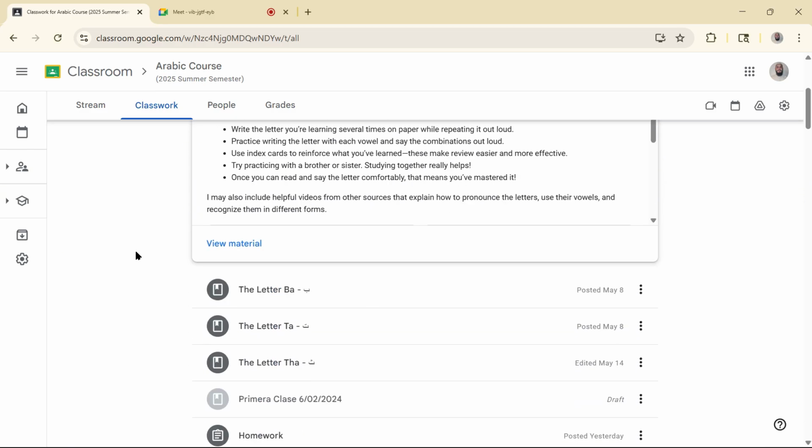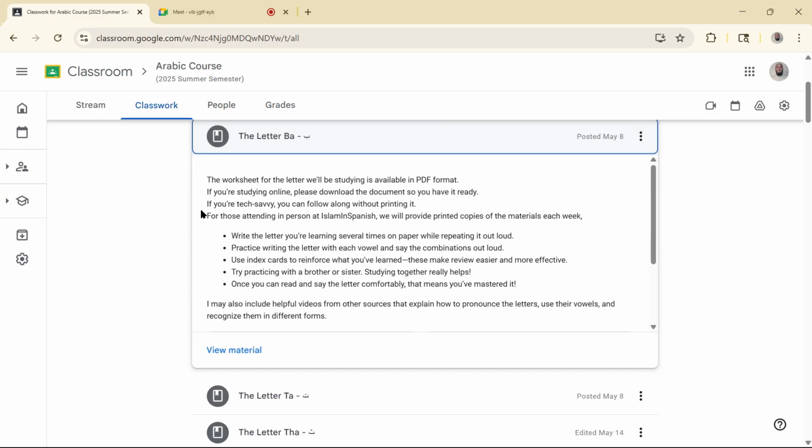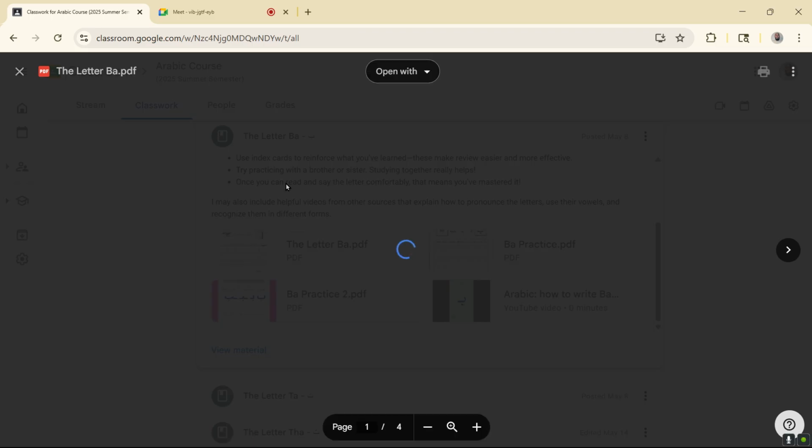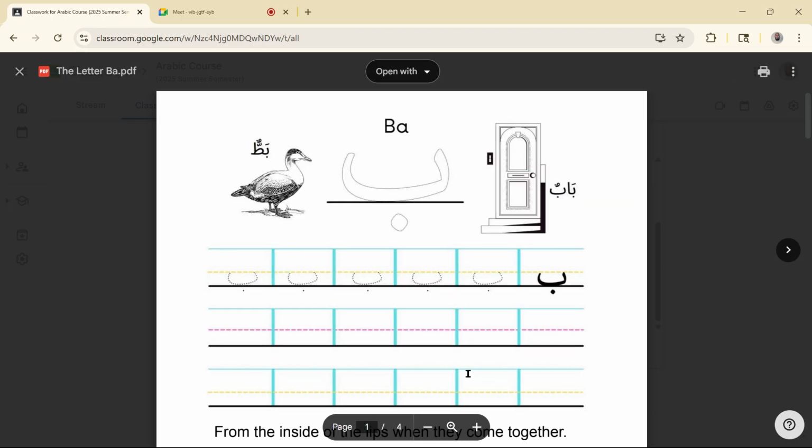Actually, I'm going to start with the letter Ba. We go to the letter Ba, and we have different documents and different videos for you guys to study and use on your own time. And this is a document we're going to start off with today. If anybody has any questions, let me know. If not, I'm going to go ahead and start.